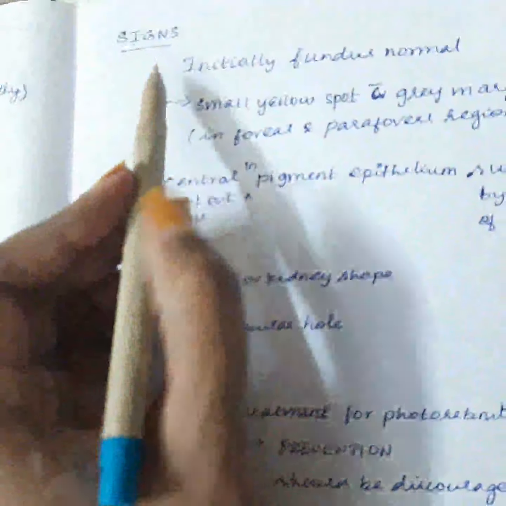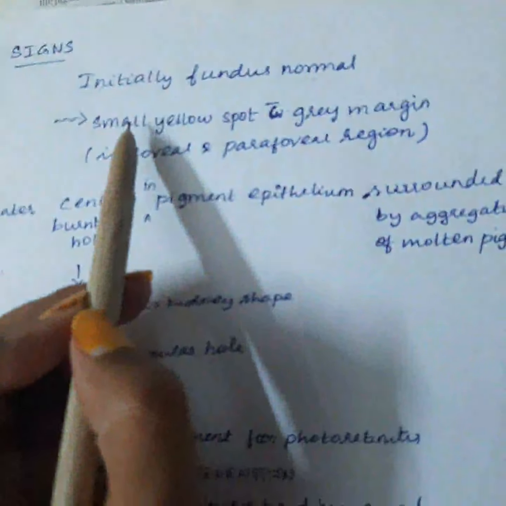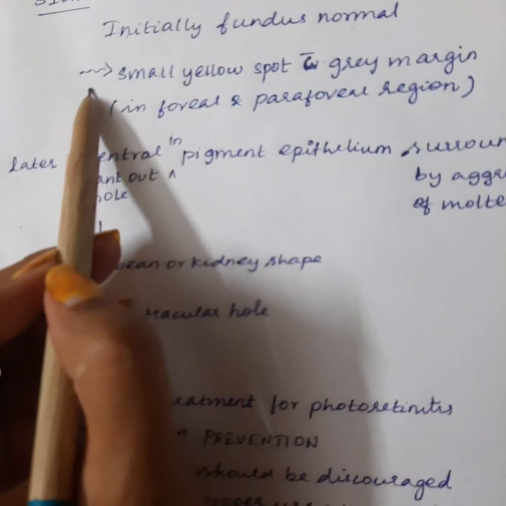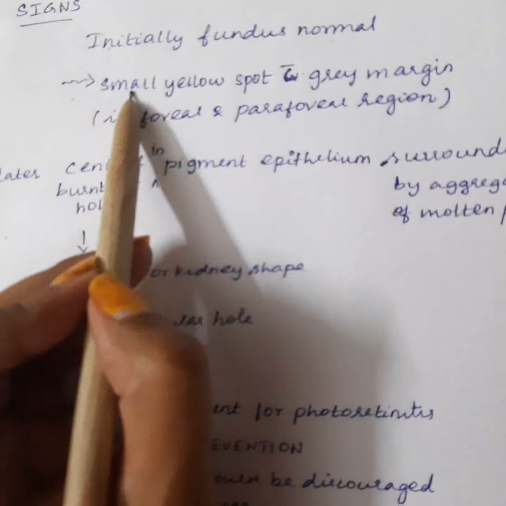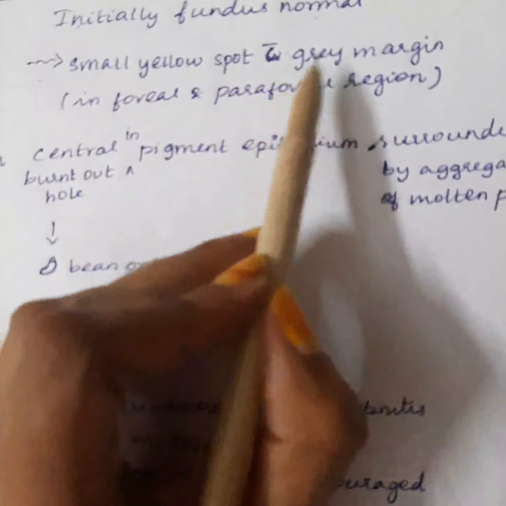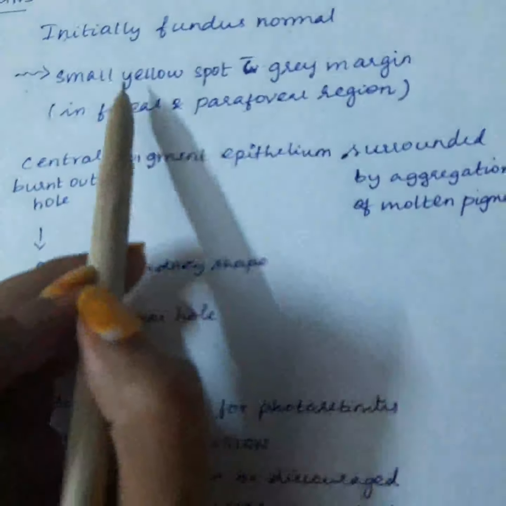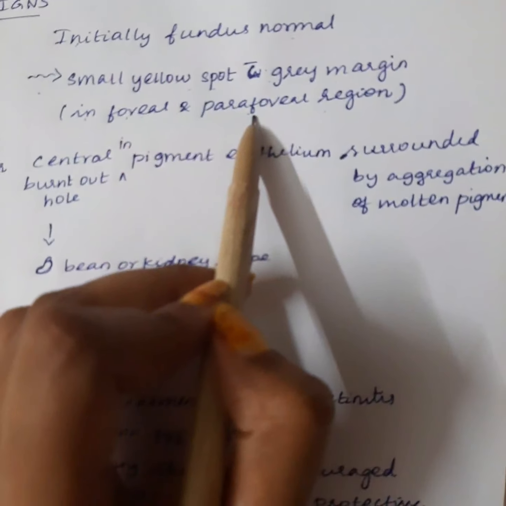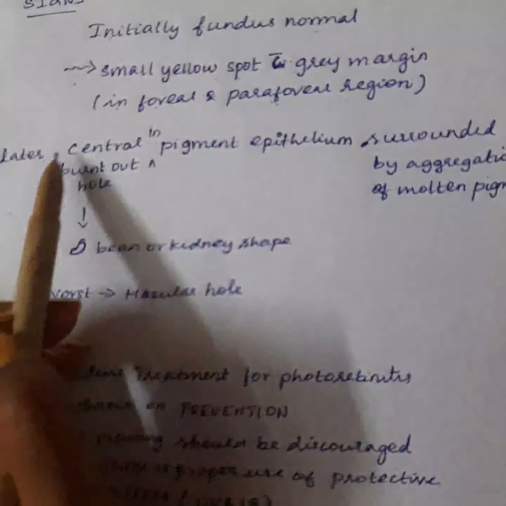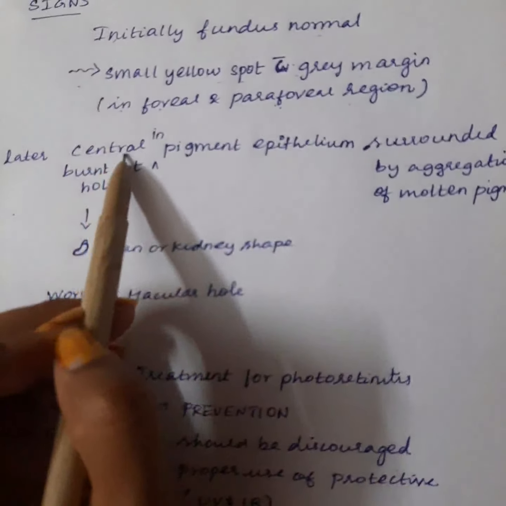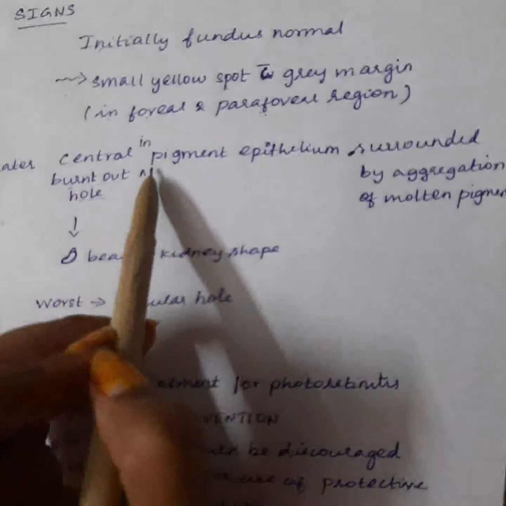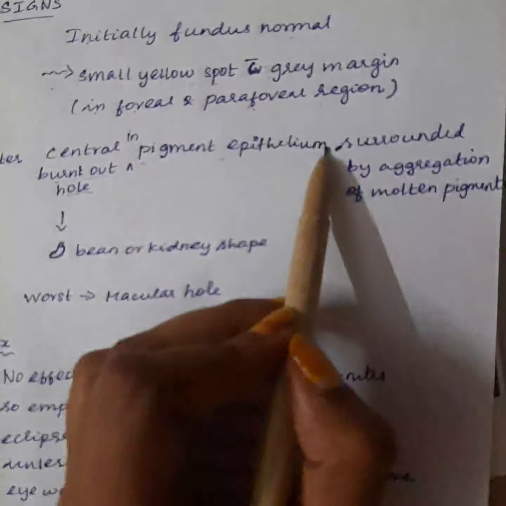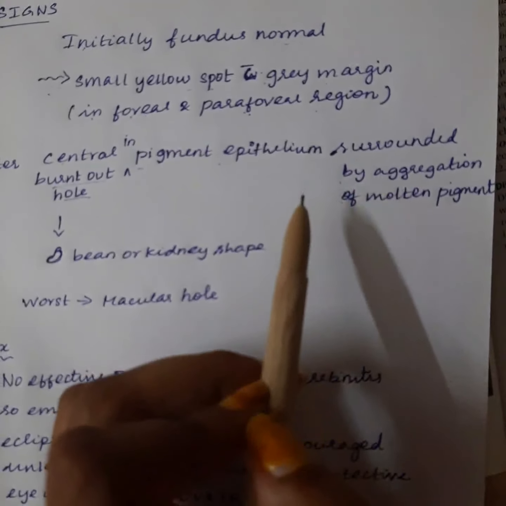Coming to the signs, initially the fundus may appear normal. Shortly after exposure, there occurs a small yellow spot with grey margin noted in the foveal and parafoveal regions. Later, the lesion consists of a central burnt out hole in pigment epithelium surrounded by aggregation of molten pigment.